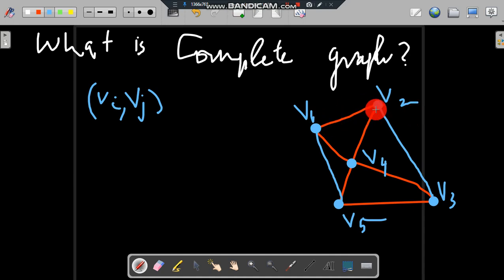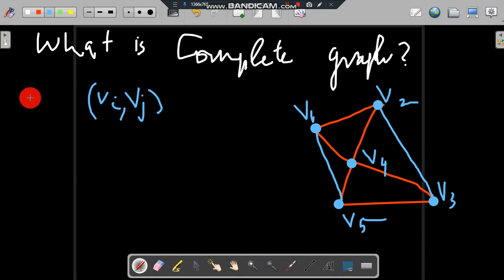V1, V2 have an edge. V2, V4 have an edge. V3, V4 have an edge. V3, V5 have an edge. V1, V4 have an edge. So all the pairs have an edge. So such a graph we call a complete graph. So a complete graph means for each and every pair of vertices in this graph we have an edge.